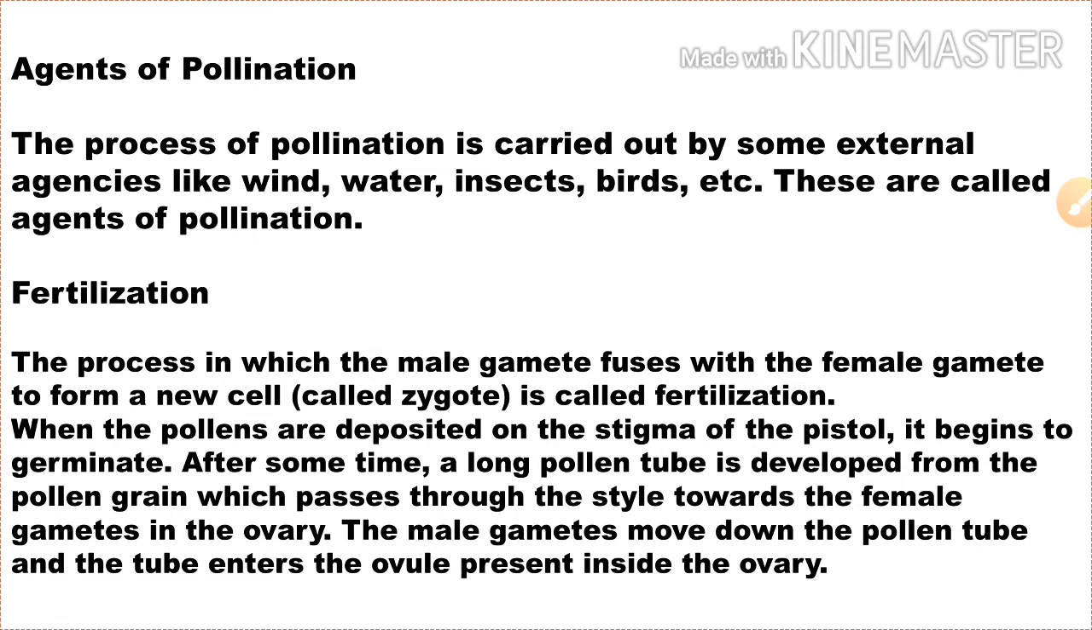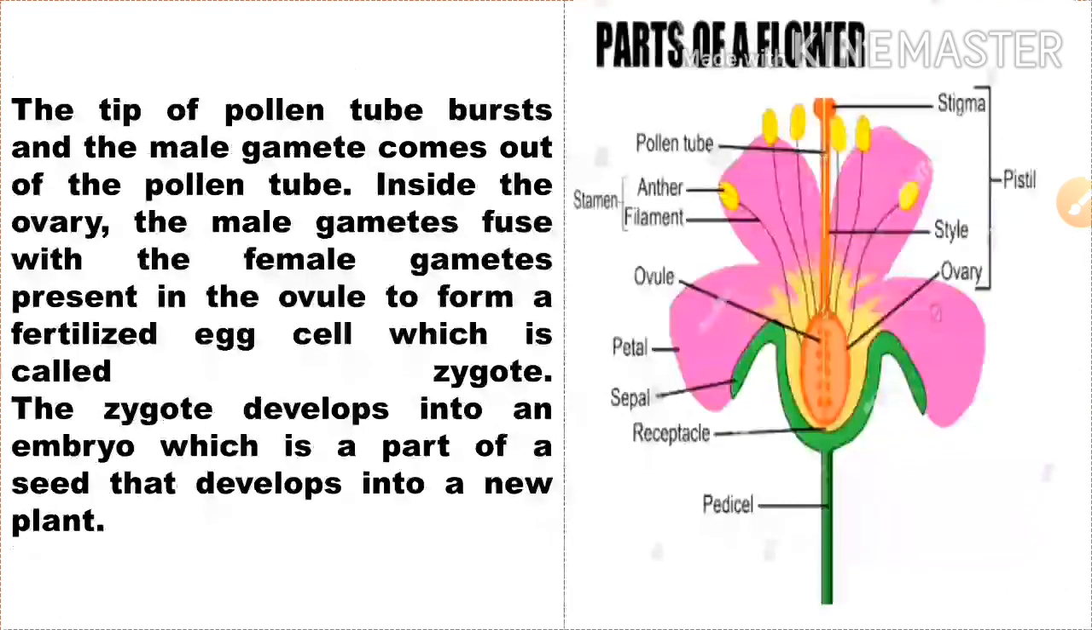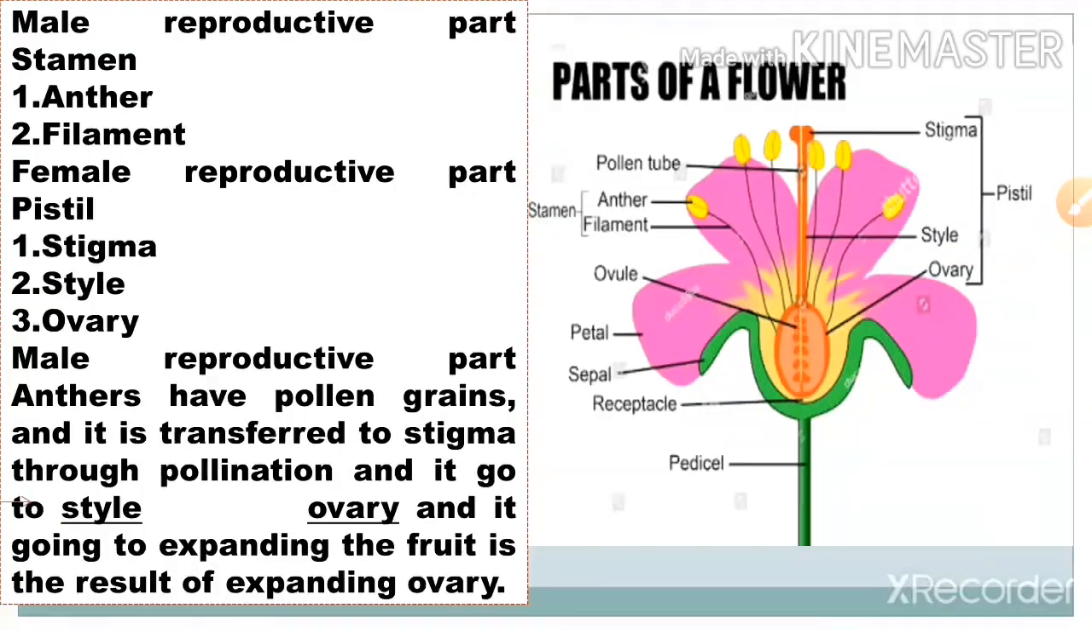The male gametes move down the pollen tube and the tube enters the ovule present inside the ovary. The tip of the pollen tube bursts and the male gametes come out inside the ovary. The male gametes fuse with the female gametes present in the ovule to form a fertilized egg cell, which is called a zygote. The zygote develops into an embryo, which is a part of a seed that develops into a new plant. That is the fertilization of a plant.